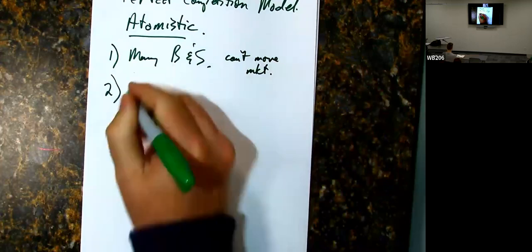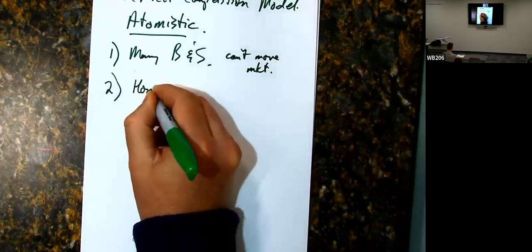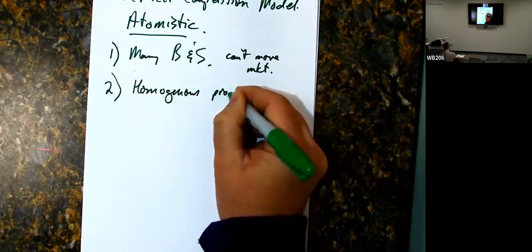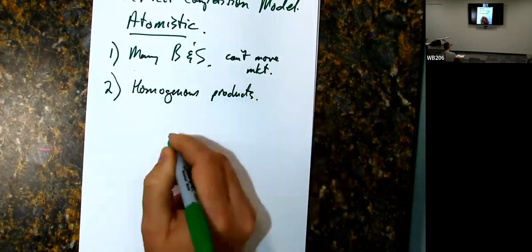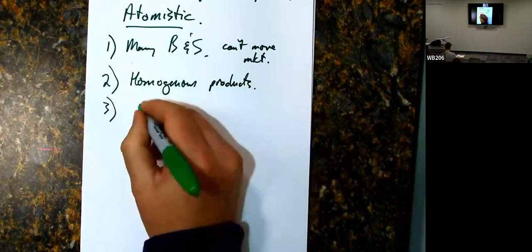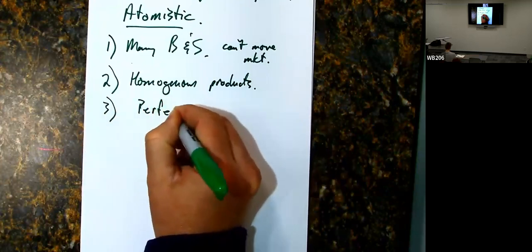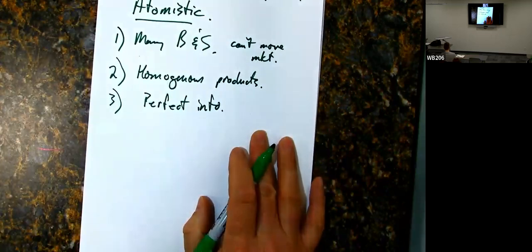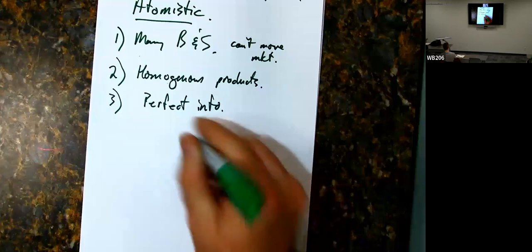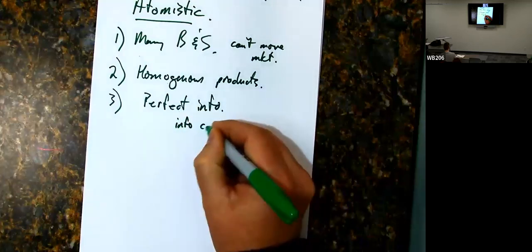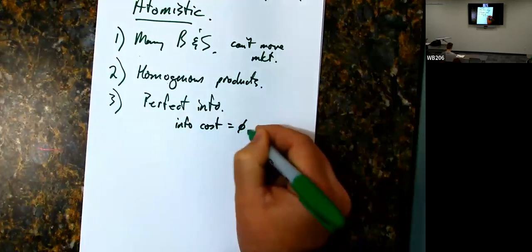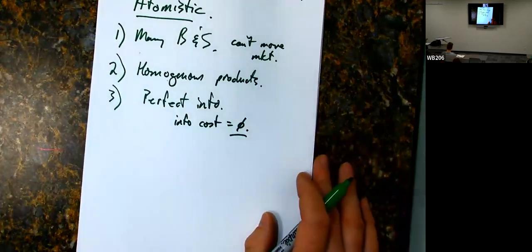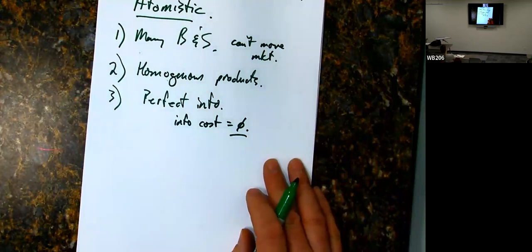The products are homogeneous. All the same thing. The buyers and sellers have perfect information. And I've covered this before, but it isn't bad to repeat this stuff. Okay, so that means that the information costs are zero.